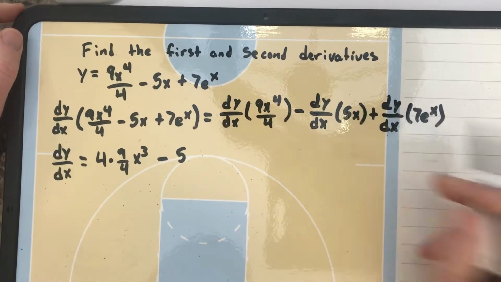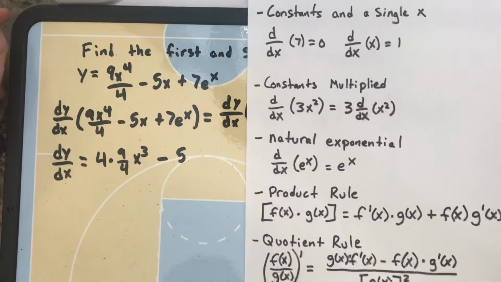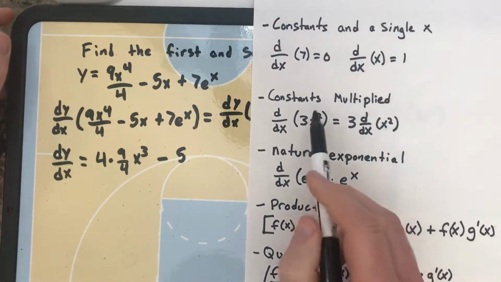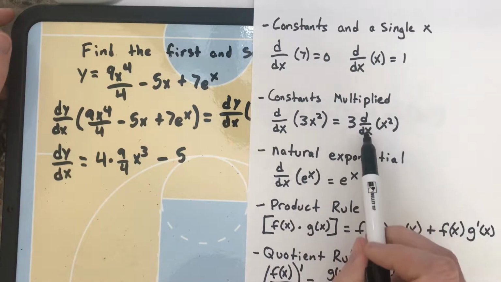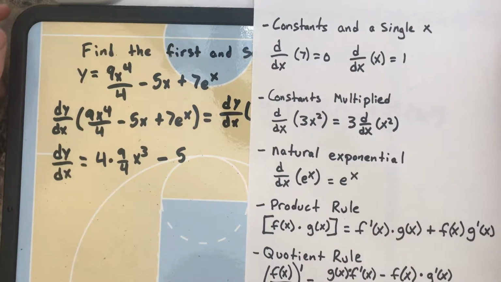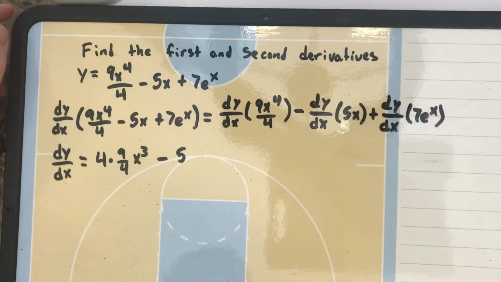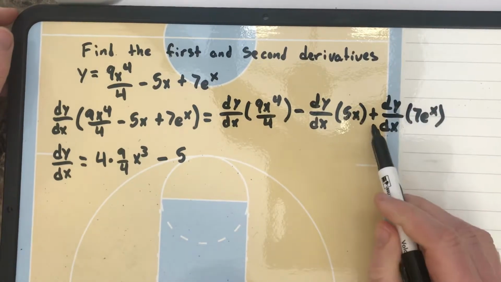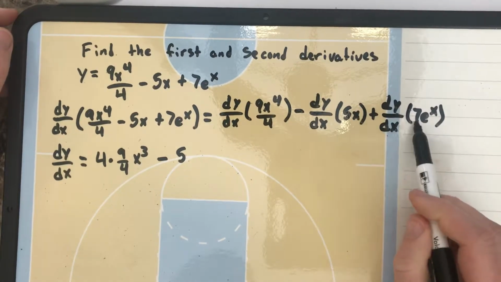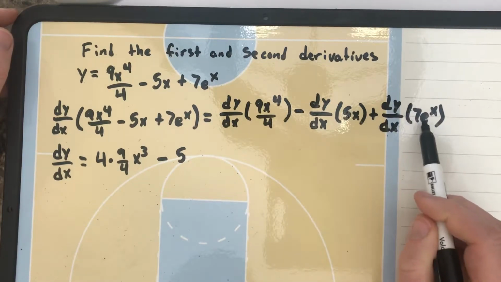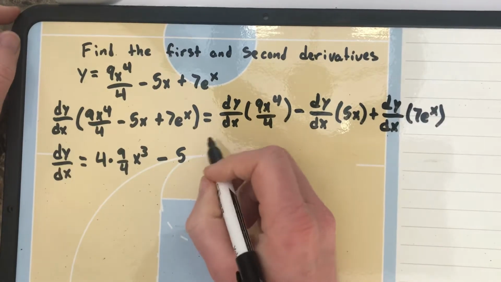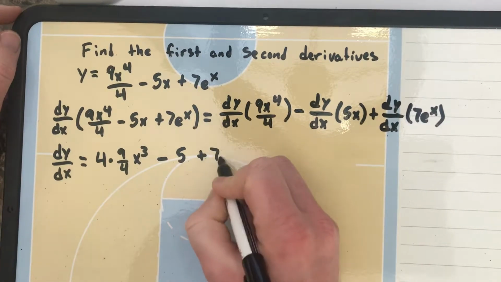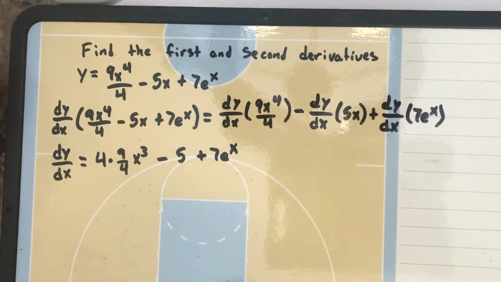And we know that we can bring, because of this product property right here, this constants multiplied, notice 3x squared, you can write that as 3 d over dx of x squared. So we can actually take this 7, and that could actually be written out front. I don't have a lot of room, so I'm not going to write it out front. But keep in mind, we're just taking the derivative of e to the x, which stays the same. So we end up with just plus 7e to the x.